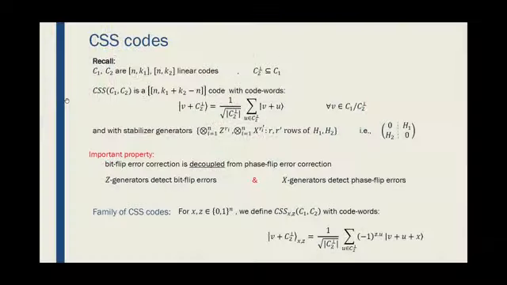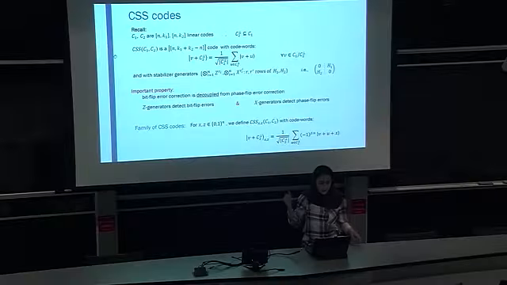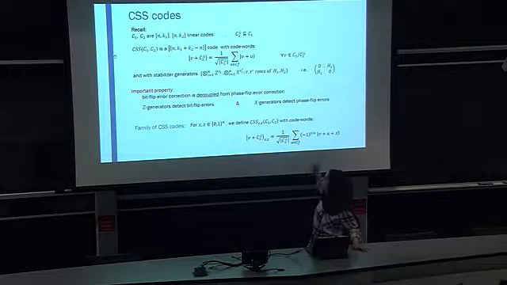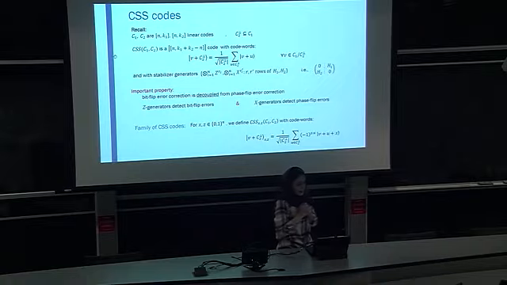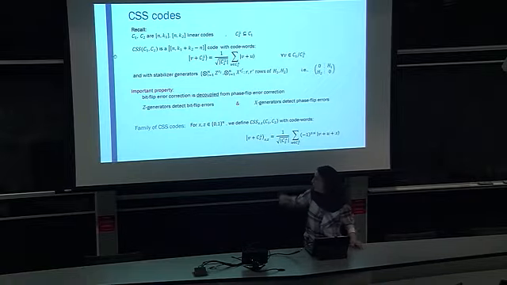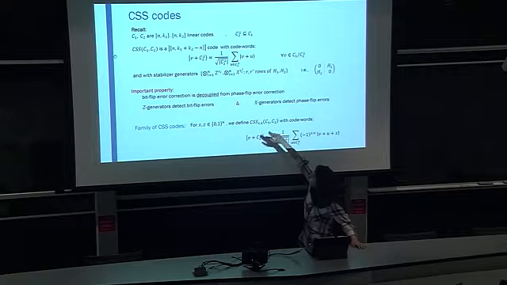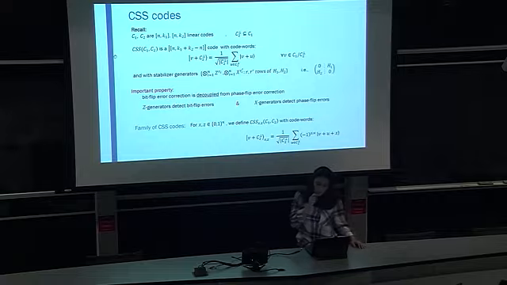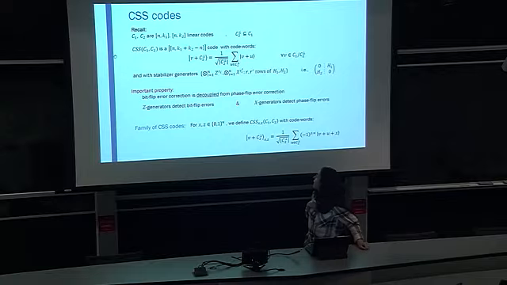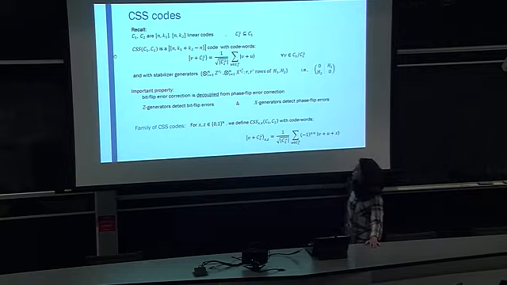So CSS codes are constructed using two linear codes, let's say C1 and C2, such that the dual code of C2 is a subset of C1. And the code words are defined as we saw in class, and stabilizer generators are Z operators defined using the check parity matrix of C1, and X operators defined using the check parity matrix of C2.